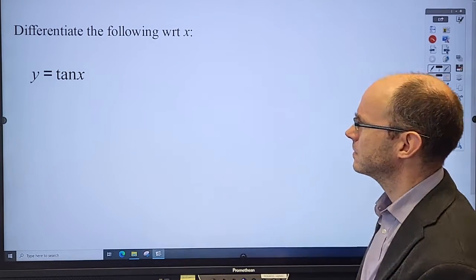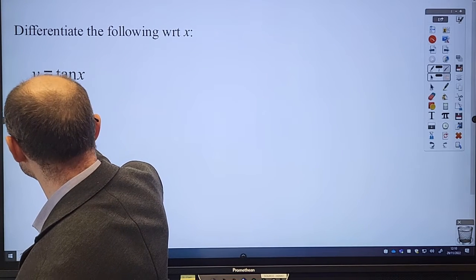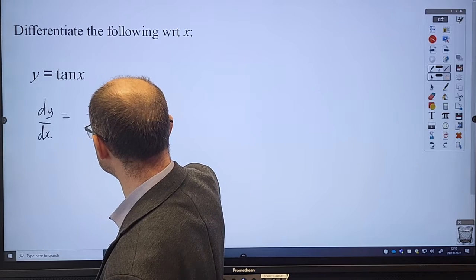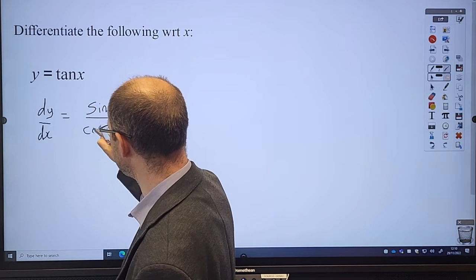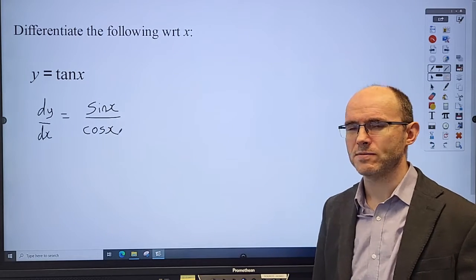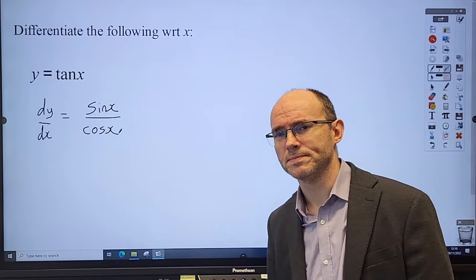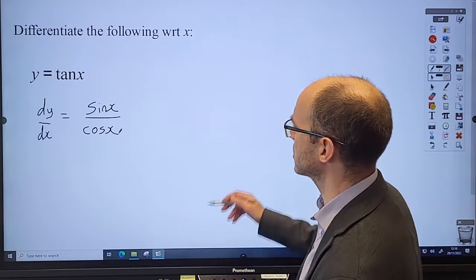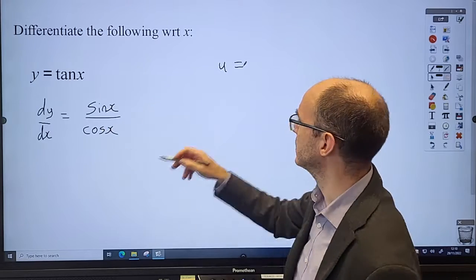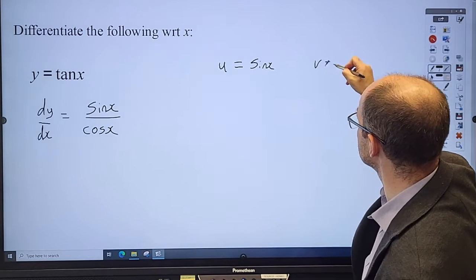Okay. You done that? Maybe you're after a little bit of assistance, a bit of a hint. My hint to you is to write it like this. Tan x is the same as sin x over cos x. And then try and differentiate it. Need another hint? Use the quotient rule. Yes, this question is really about using the quotient rule. Why? Because it's set out as a fraction, u over v. So we'll let u equal sin x and we'll let v equal cos x.